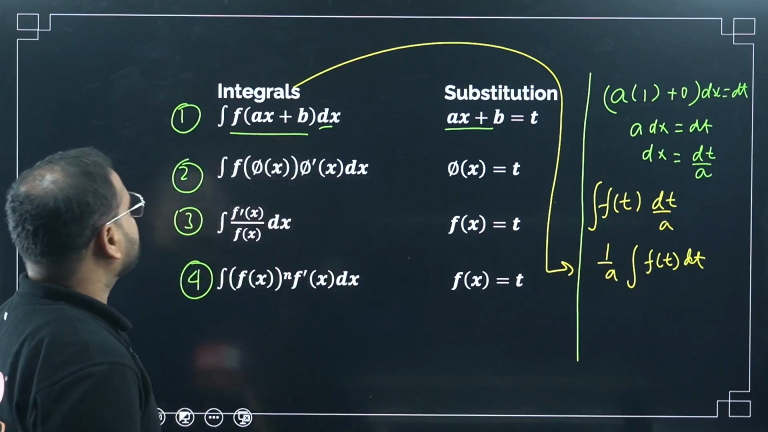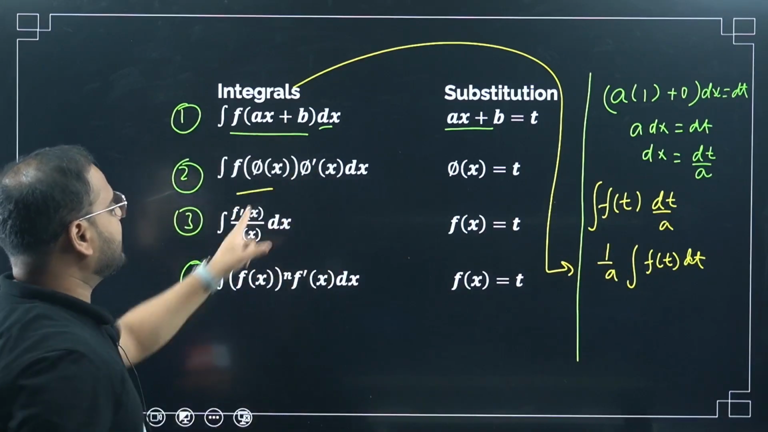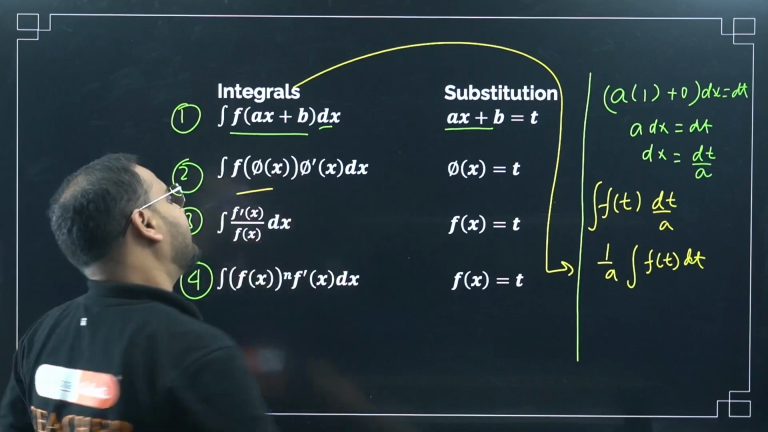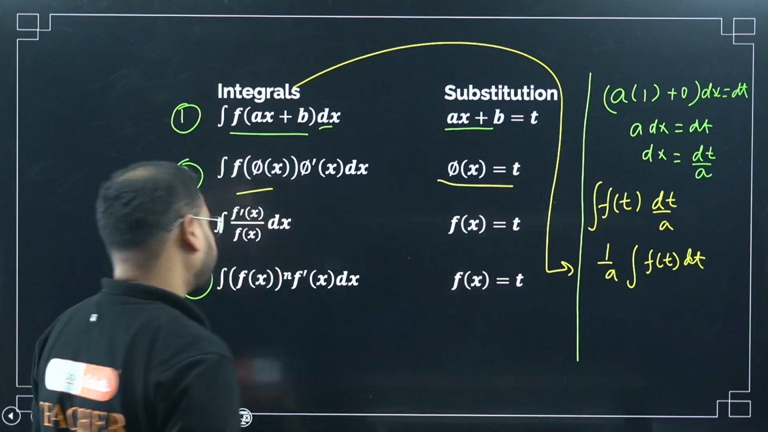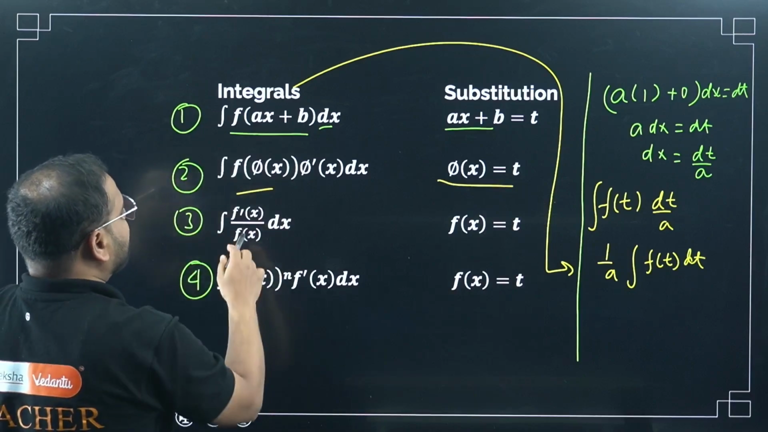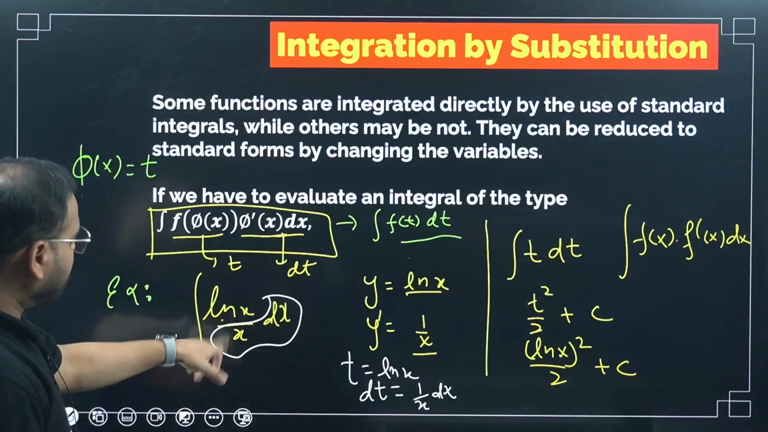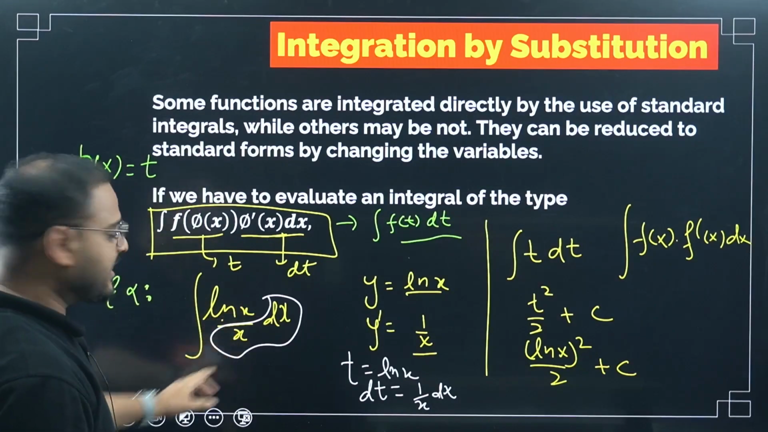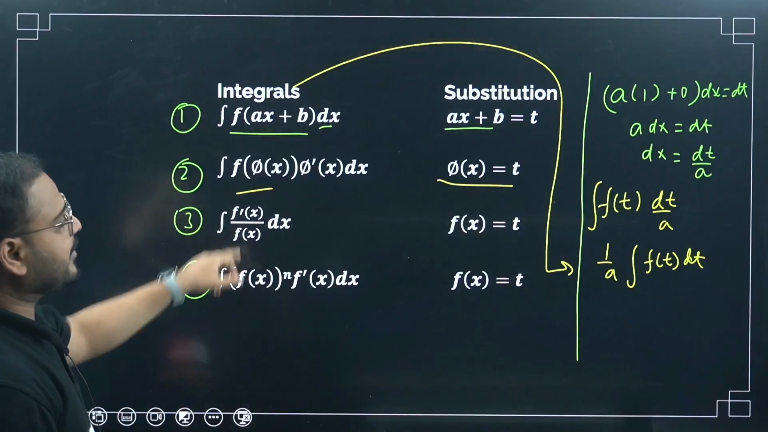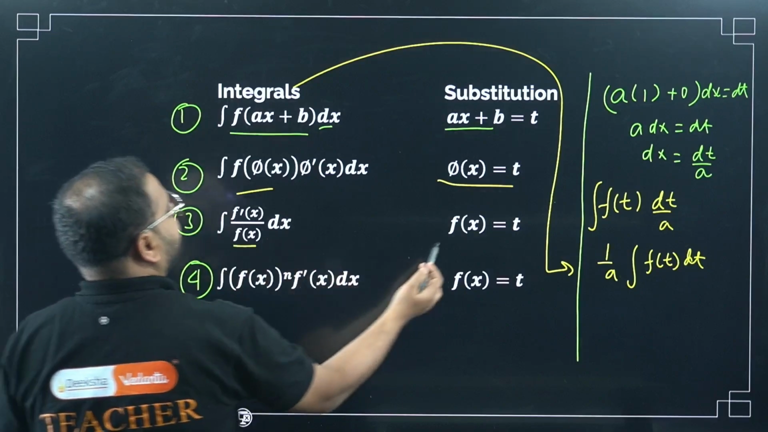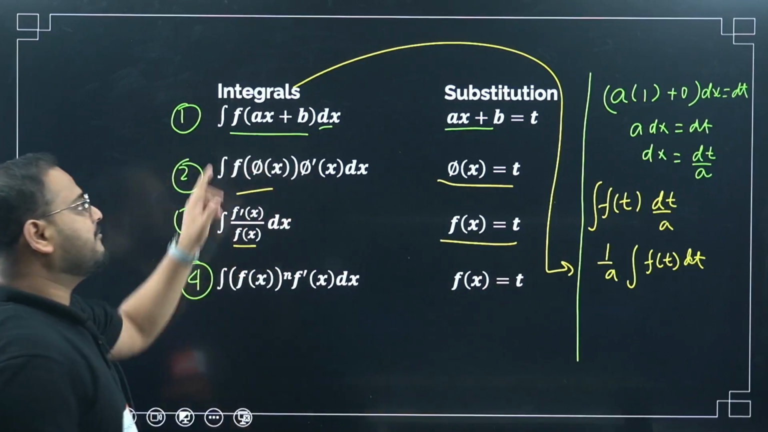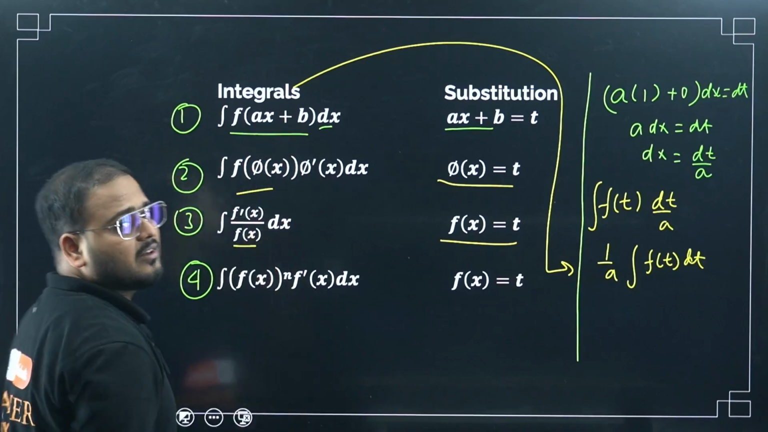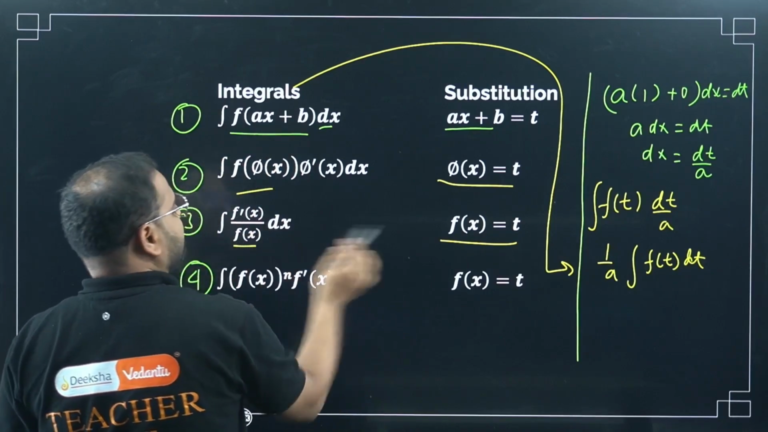Okay, next, this is the same thing as the statement: f of phi of x, and phi dash of x is also there. Take phi x equals t. What if there is a ratio like this? In this question, the ratio ln x upon x was there. So whenever you have a ratio, again you take f x as t. Whether it is a composite function, a function of a function, or a rational function, you take f x as t.